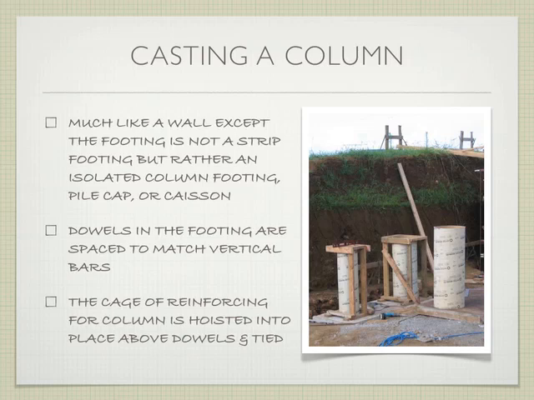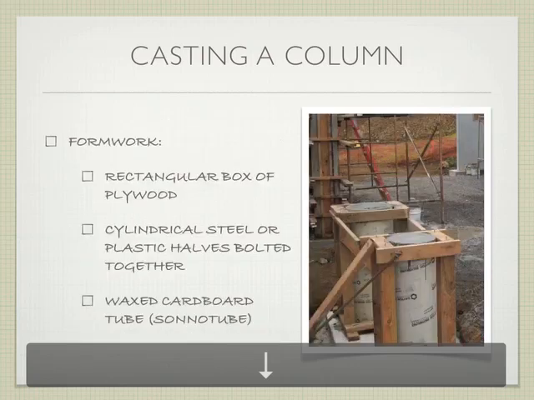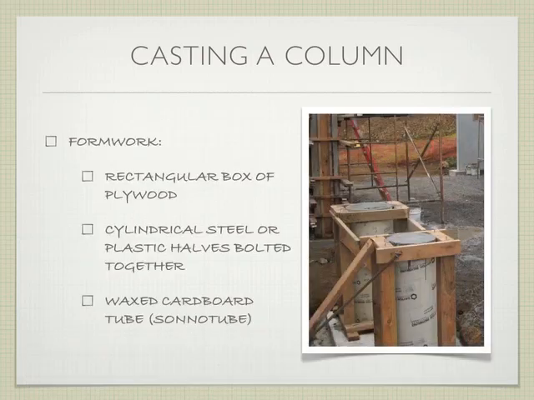And then a cage of reinforcing steel is going to go around those dowels and ultimately the vertical bars, and there's going to be some kind of formwork. It could be a rectangular box of plywood. You could build up plywood and make a column out of it, which certainly most square columns are like that. It could be some kind of cylindrical steel or plastic halves that are bolted together, and those can have some texture on them, which can be advantageous.